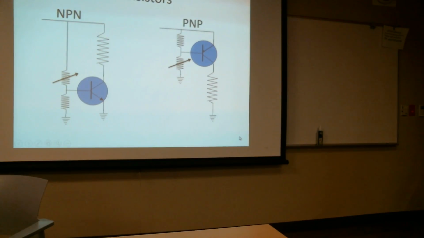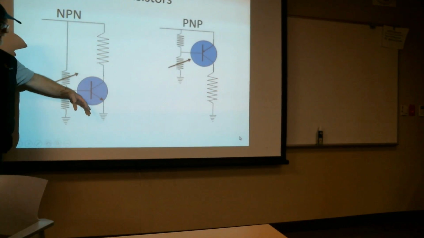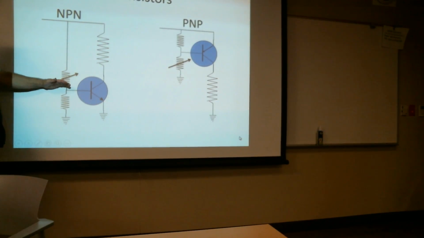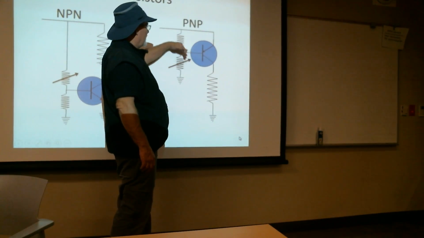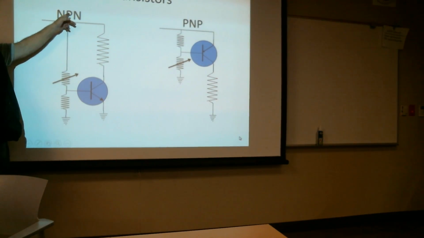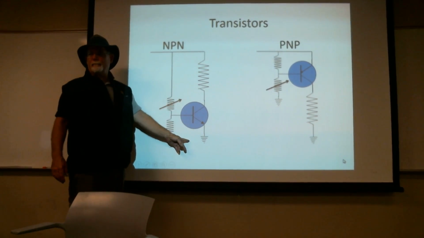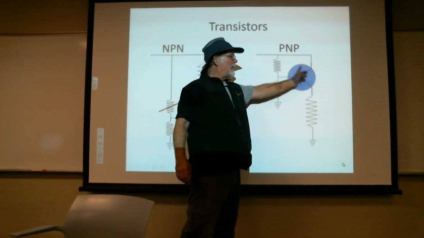So ultimately, this guy is going to want to let electrons go one direction or the other. This one is the same thing. If I let electrons go towards the middle value, then it will open the path this way. If I let electrons go towards the middle value, it will open a path here.